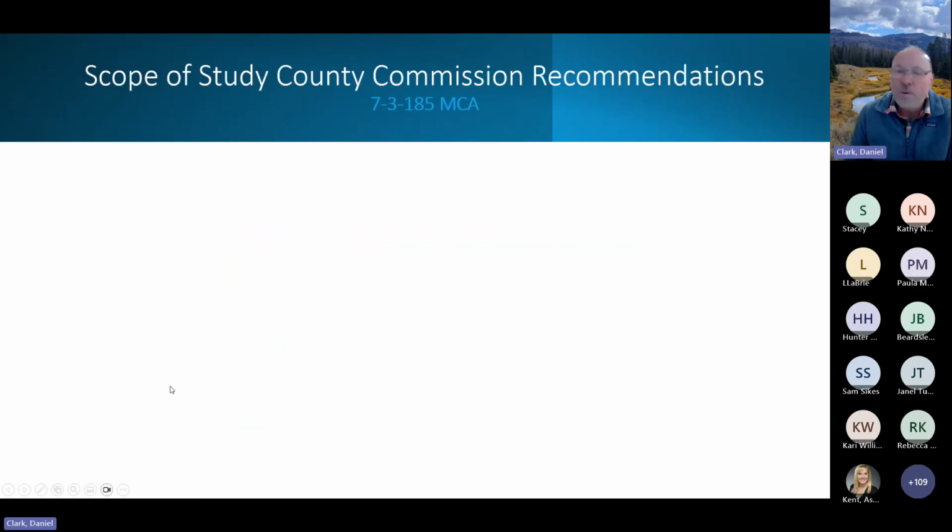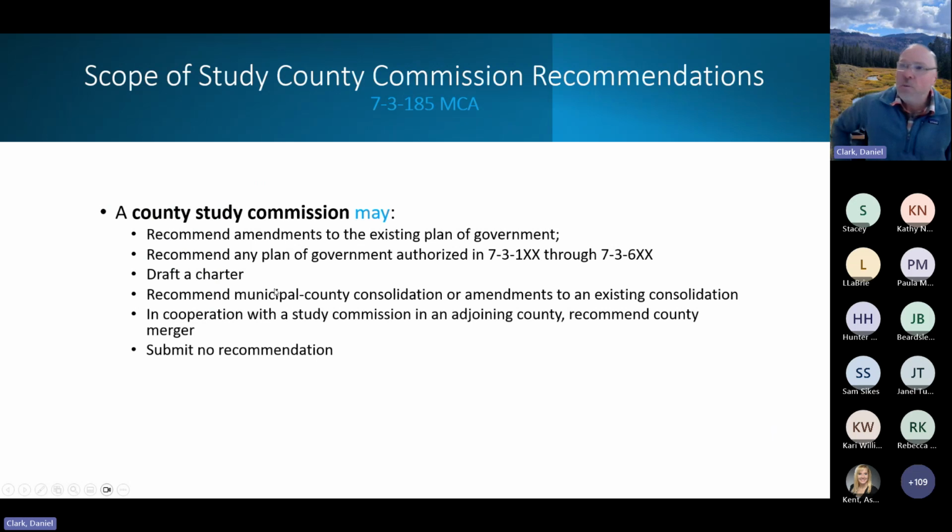So the scope of the study commission. In 73185, it has two sections, one that talks about counties, one that talks about municipalities. So you can recommend an amendment to the existing plan of government. So you have an existing plan of government, and there's options and things you can do to tweak or change or modify that existing plan. Not a lot of major things.